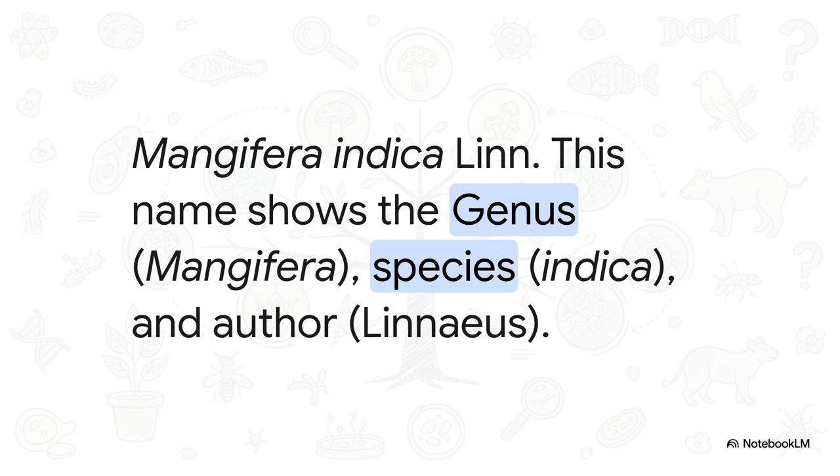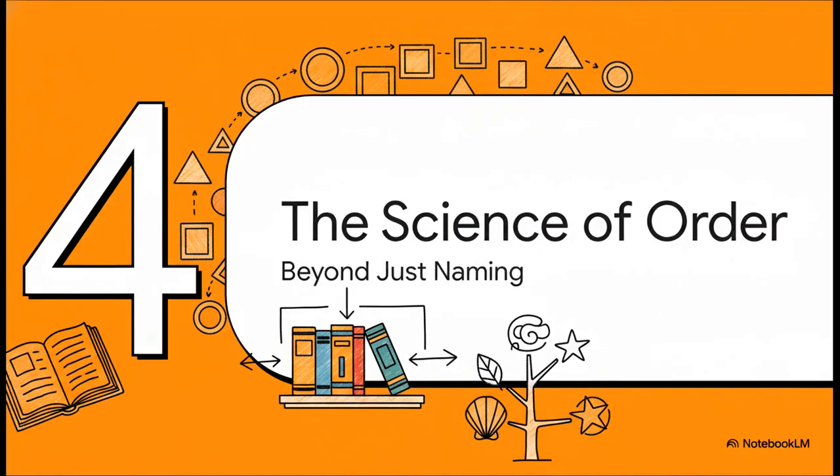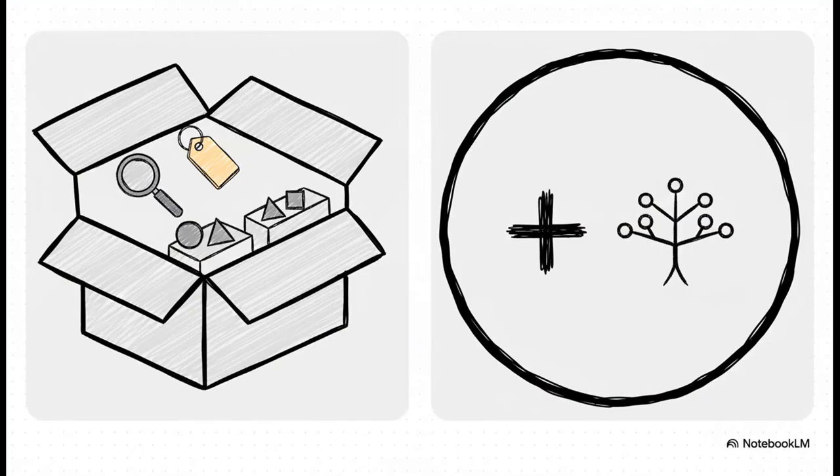In this case, it's Linnaeus himself. Pretty cool. Naming is just the first step. Once we have a unique name for every book in the library, we need a system to arrange them on the shelves so we can find them. This is where the science of classification comes in. This is where a lot of students get mixed up, so let's make this crystal clear.